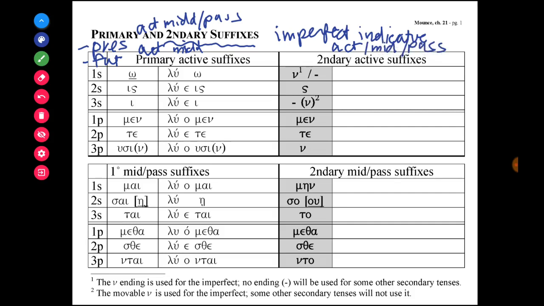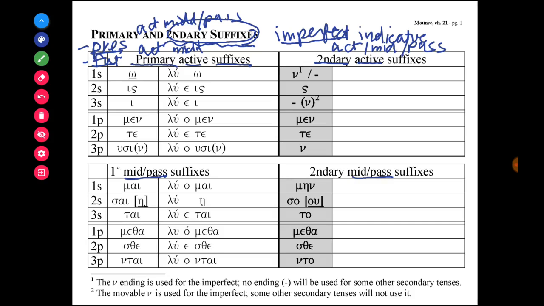But in order to do that, we have to learn a brand new set of suffixes. If the present tense and the future tense use the primary suffixes, active and middle passive, the imperfect indicative uses what we call the secondary suffixes. And these are going to be in the active, middle passive forms. So it's a brand new set of suffixes that we'll learn, and also a brand new way of adding different components together to form the imperfect active, middle, and passive forms.